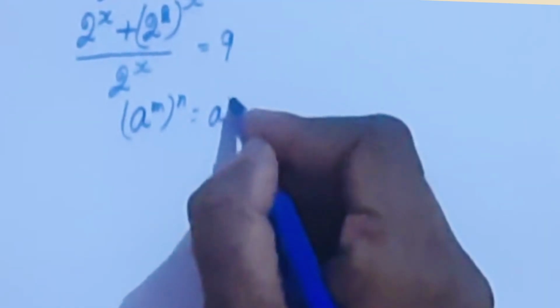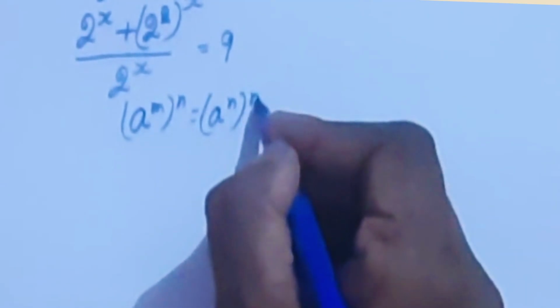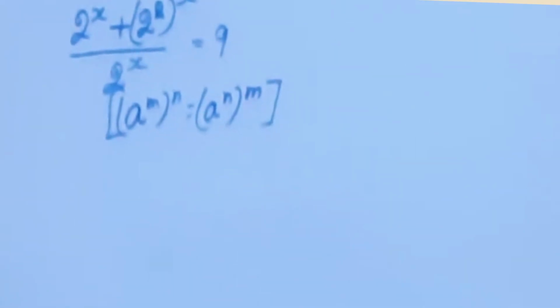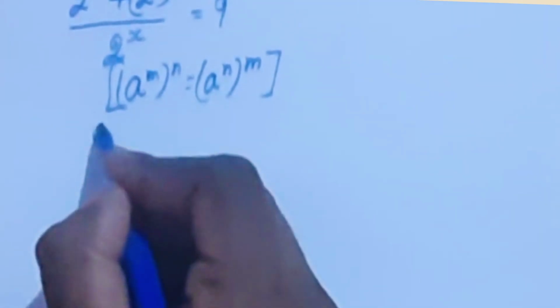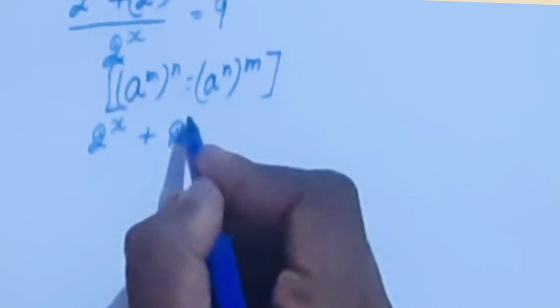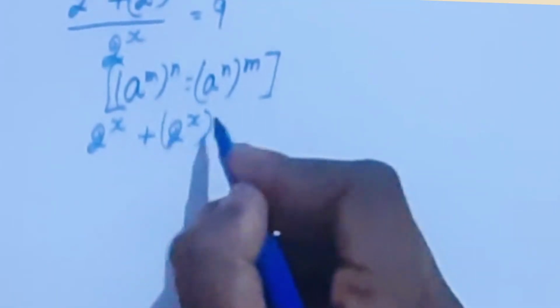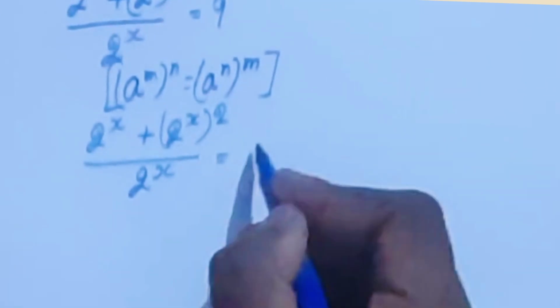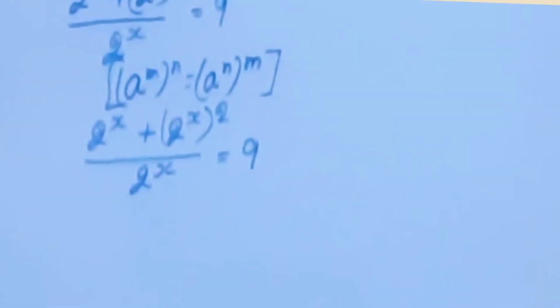(a power n) whole power m. This we are going to apply here. So we'll get here 2 power x plus (2 power x) whole power 2 by 2 power x equal to 9.